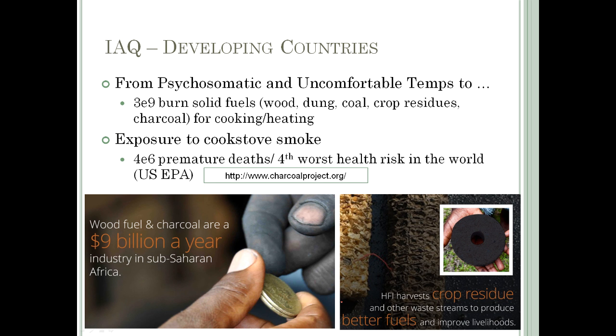From developing communities and developing countries, it is a much larger factor or issue, and some of the numbers here are rather startling. But 4 times 10 to the 6th, 4 million premature deaths per year, is the fourth worst health risk in the world, as cited by the US EPA. And it's due to indoor air quality issues and cook stove smoke and particulate matter, because they're not optimized and don't have adequate ventilation or the right fuel to air ratio.